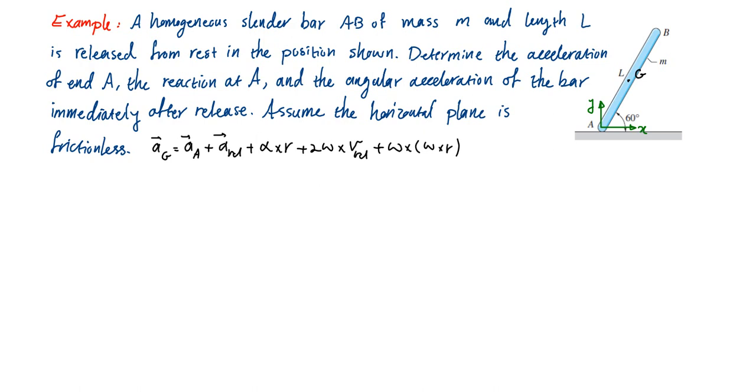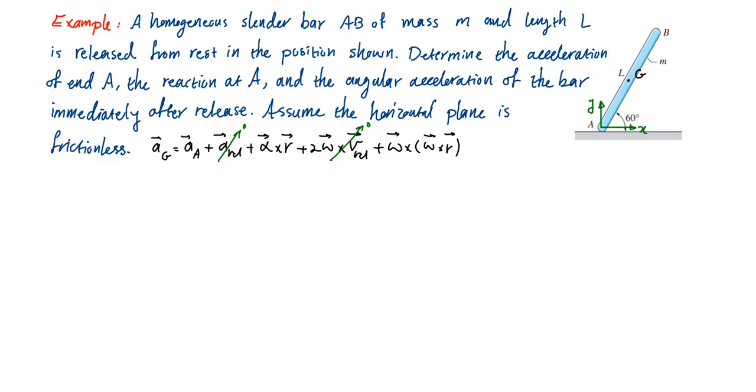Now the frame is attached to the bar. Point G, center of gravity or center of mass for this bar, is also part of the bar, obviously. So there is no relative motion between the frame and the center of mass. They both are part of the same rigid body. So whatever relative term I have becomes zero, because there is no relative velocity and there is no relative acceleration between point G and the frame.